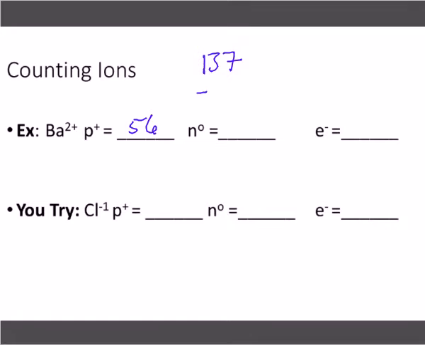How do we figure out the number of neutrons? Subtract out the number of protons. When you do that math, what do you end up with? 81 neutrons. Okay? Nothing has changed yet. Protons are still the atomic number. Neutrons, take your mass number, subtract out your number of protons, gives you the number of neutrons. Electrons is the new piece, guys.